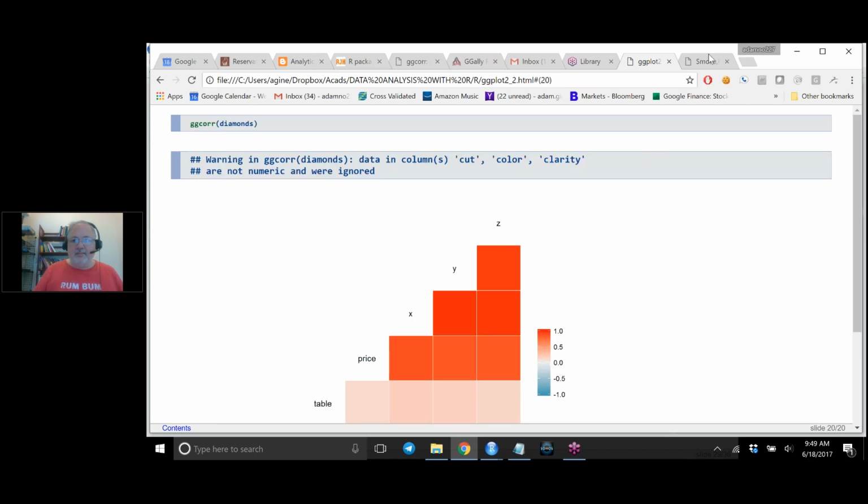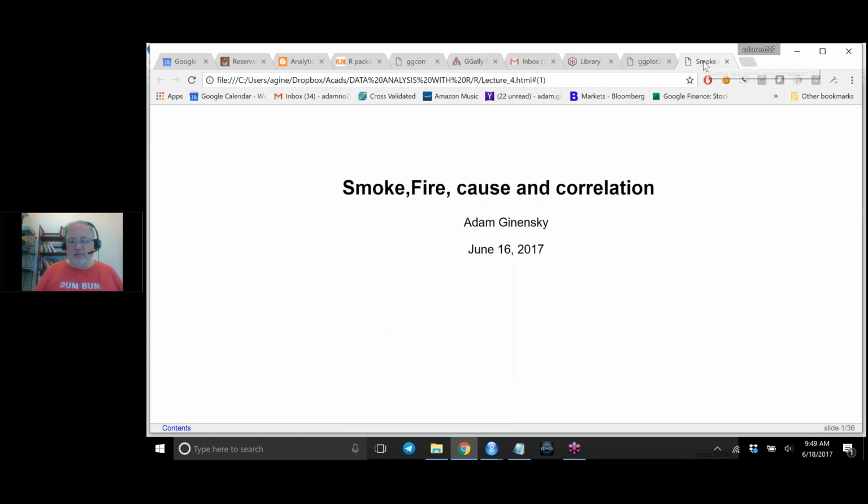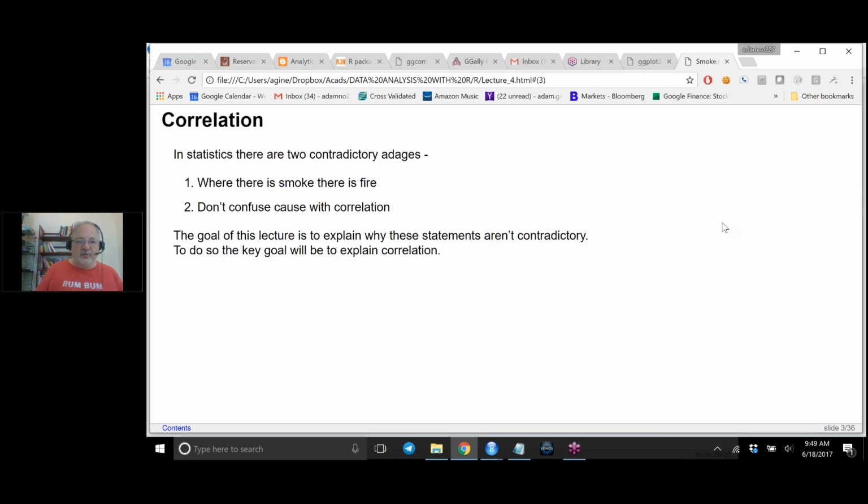Okay, so on to correlation. I call this smoke, fire, cause, and correlation. And the reason for that is, of course, there are two famous adages in statistics: where there is smoke, there is fire, and don't confuse cause with correlation. So the goal of this lecture is to explain why I don't think there's a contradiction between these two statements.